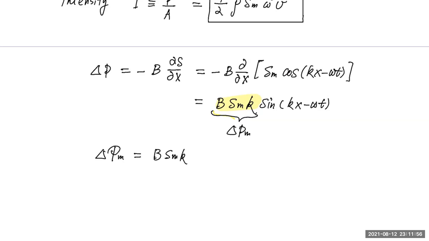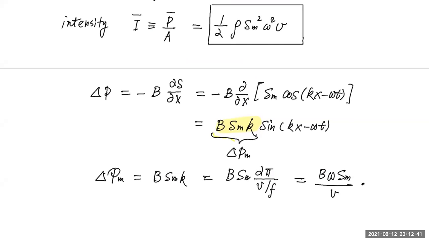Now I know what K is. K is 2 pi over lambda, so I can rewrite this as 2 pi over lambda. And lambda itself is the speed of the wave divided by the frequency, V over F. When you flip that F over to the numerator, you get 2 pi F, which is omega. So I can rewrite this as B omega S maximum over V. You can also find this relationship in the textbook.